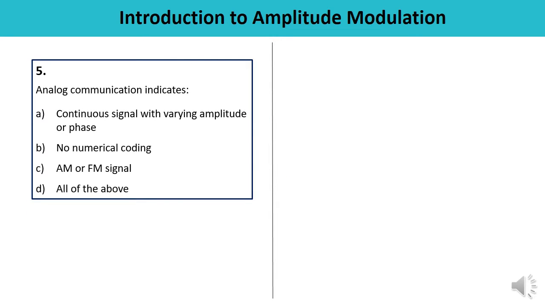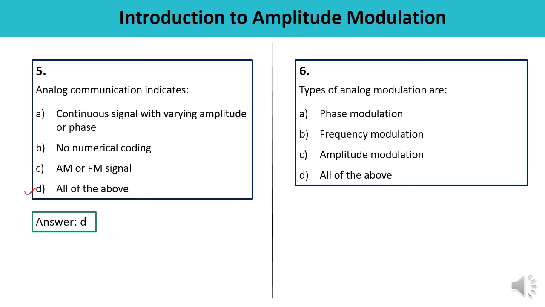Next, analog communication indicates: A, continuous signal with varying amplitude or phase; B, no numerical coding; C, AM or FM signal; and D, all of the above. So analog communication indicates an AM or FM signal, it is a continuous signal with varying amplitude or phase, and in analog communication no coding is required. It means the option is D. Correct answer is D.